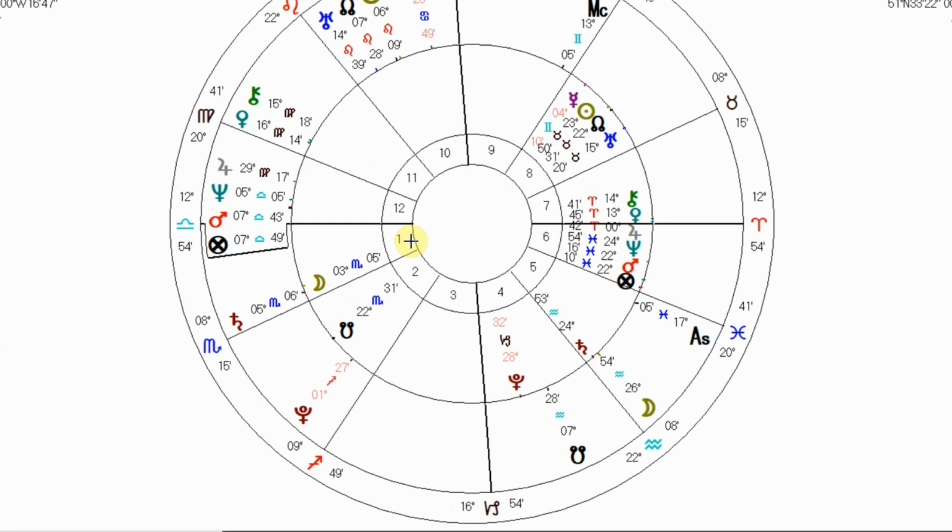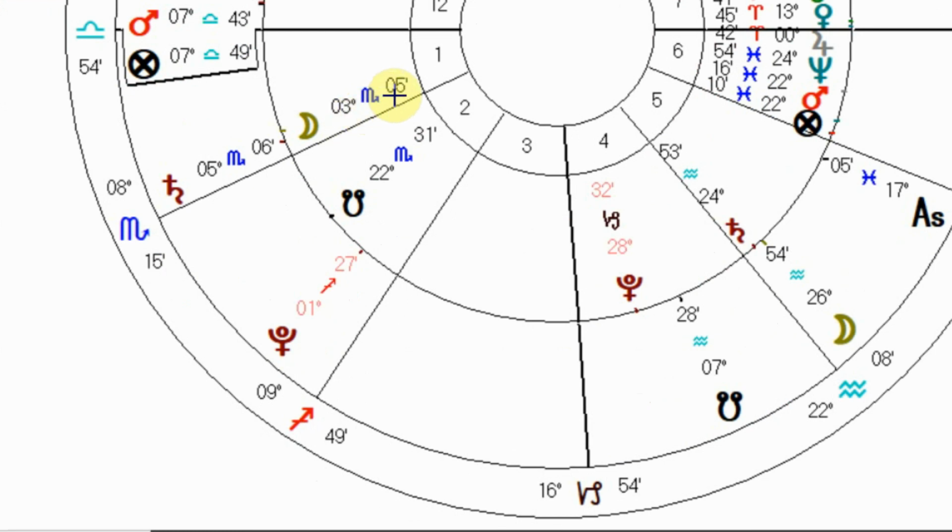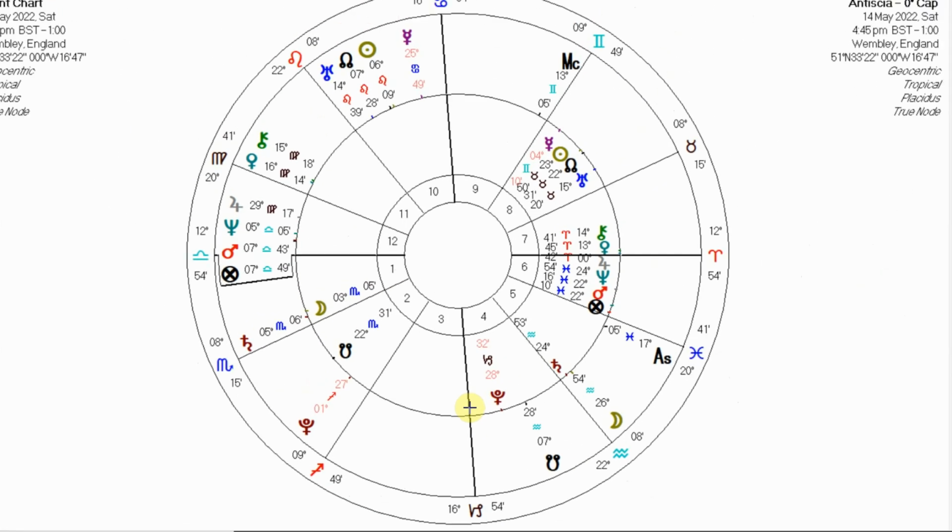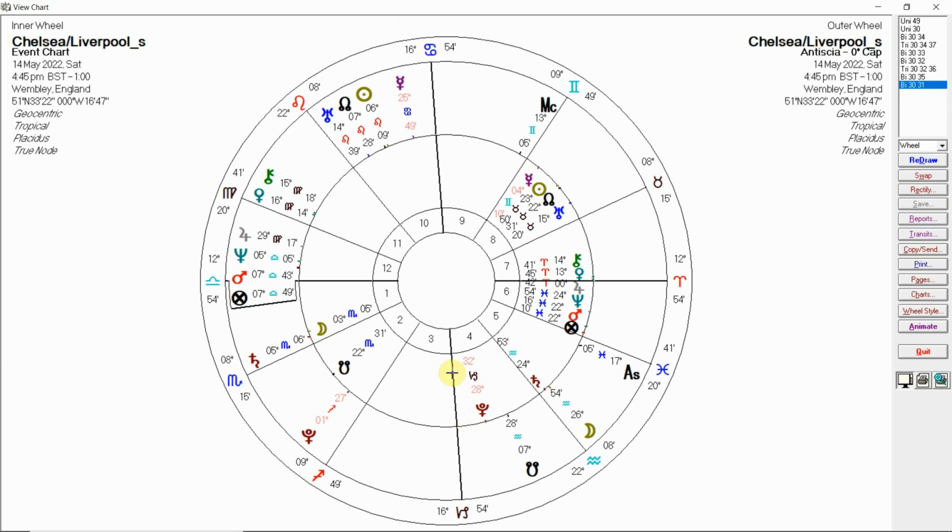And looking at the anti-scion positions, we can see the only aspect the Moon's going to make to a Lord here is it's going to conjunct the anti-scion of Saturn in 2 degrees. Saturn rules the 4th house representing Chelsea, so that's another point for Chelsea. So we've got 2 indicators for Chelsea from this chart.